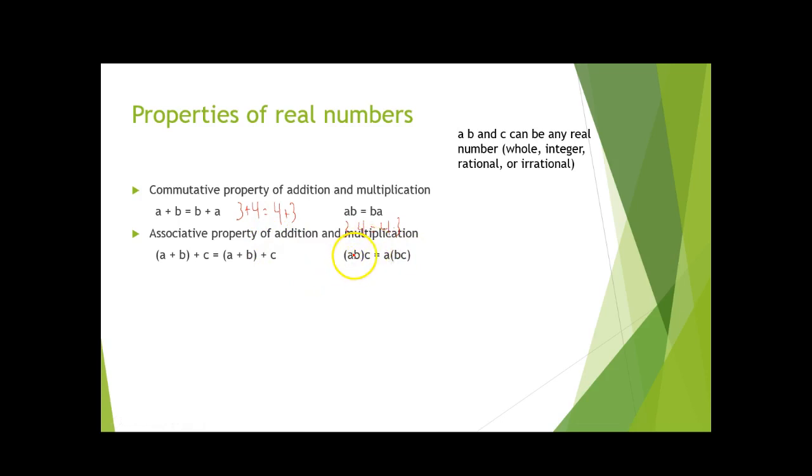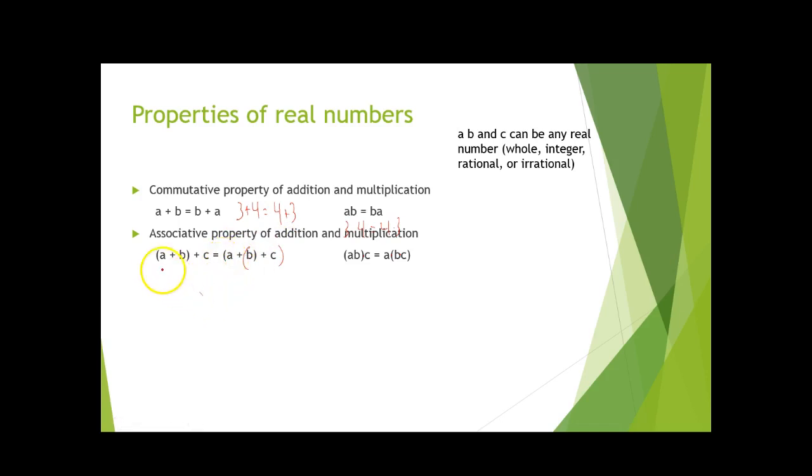Remember, when you have two variables right by each other, that means they're multiplying. A times b and b times c. So what this is telling us is we follow the order of operations by adding a and b first and then adding c. It's the same thing. Oop, I had a typo here. It should be as adding b plus c first and then adding a.